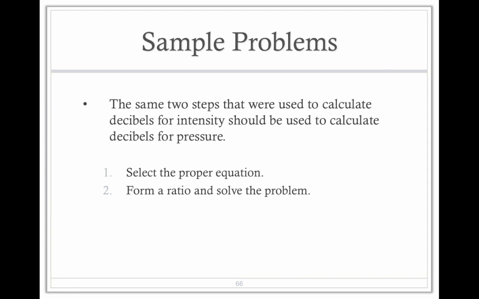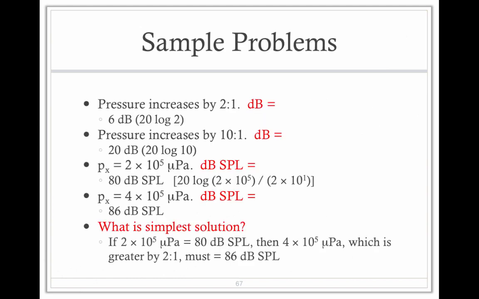So the same 2 steps that you did to calculate dB IL: you select the proper equation. Remember, now we're doing 20 log 10 of the absolute value over our reference, and our reference is 20 micropascals. Form a ratio and solve the problem. You can try to work through these sample problems.